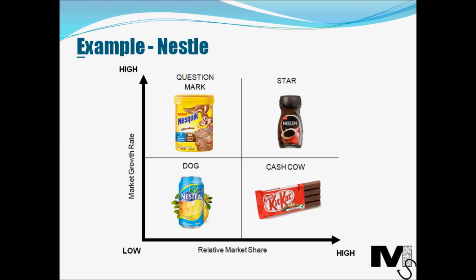So the example I've chosen is Nestle because it's one of the largest companies in the world, a huge FMCG giant, and a company that everybody relates to. To keep the example simple, I've chosen just one product in each quadrant. So it's very obvious that Nescafe would be a star. It's also quite obvious that Nesquik would be a question mark.